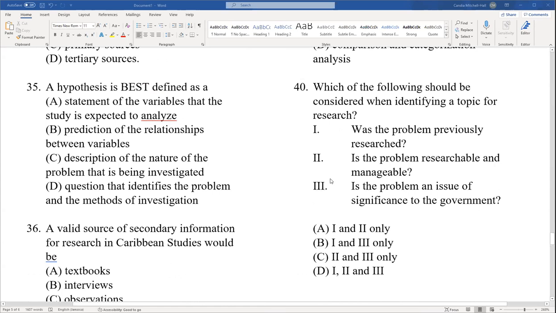Which of the following should be considered when identifying a topic for research? One, was the problem previously researched? Two, is the problem researchable and manageable? Three, is the problem an issue of significance to the government?